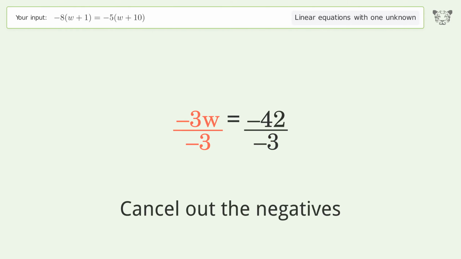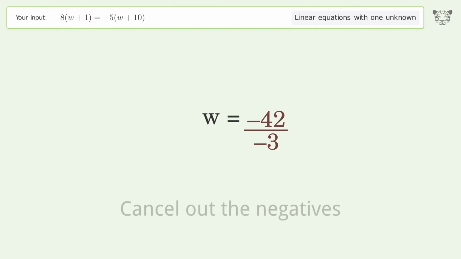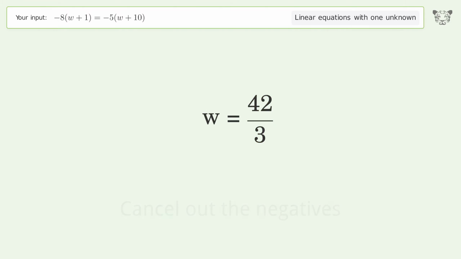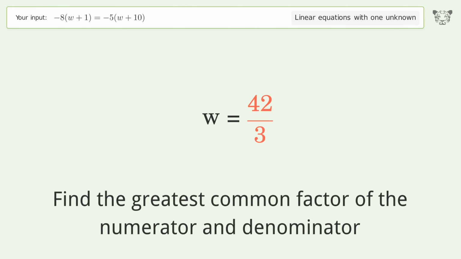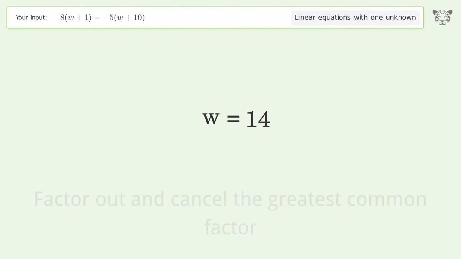Cancel out the negatives. Simplify the fraction. Cancel out the negatives. Find the greatest common factor of the numerator and denominator. Factor out and cancel the greatest common factor. And so the final result is w equals 14.